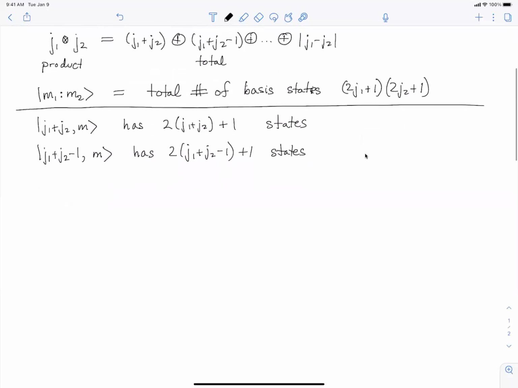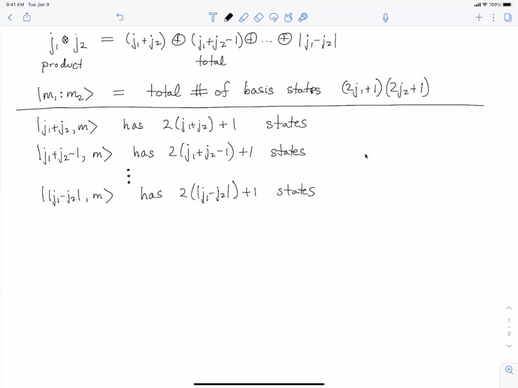Okay, and then we keep doing that until we get to the states with the absolute value of J1 minus J2. And that has 2 times the absolute value of J1 minus J2 plus 1 states. One easy way to do it is just assume that J1 is larger than J2. Then I wouldn't actually need the absolute value that I'm writing here.